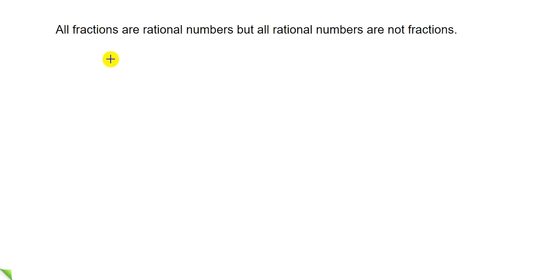For example, if I take a fraction as 4 upon 9, I would definitely say that it is a fraction, because here 4 is a whole number, 9 is also a whole number. So this number is in the form of P upon Q, where both P and Q are whole numbers and Q is not equal to 0. So I would definitely say that this is a fraction.